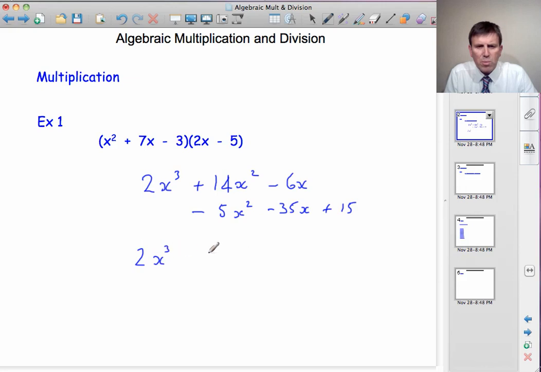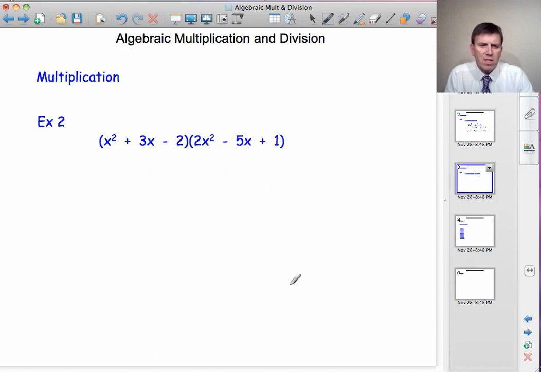2x cubed plus 14x squared minus 5x squared is plus 9x squared. Minus 6x minus 35x is minus 41x. And then the plus 15. Right, let's have a look at a second example. This time 3 terms in each bracket, so 3 times 3, 9 bits of multiplication to carry out.